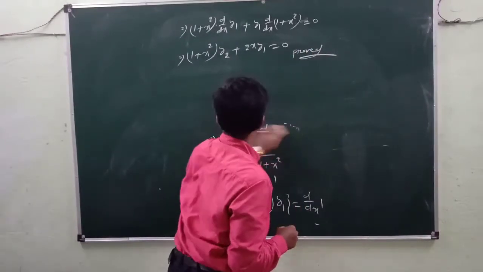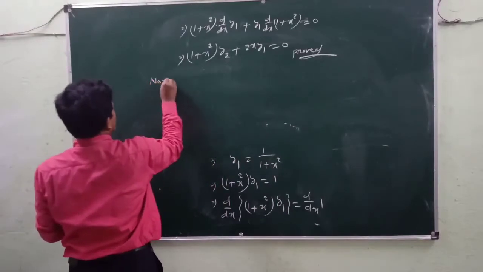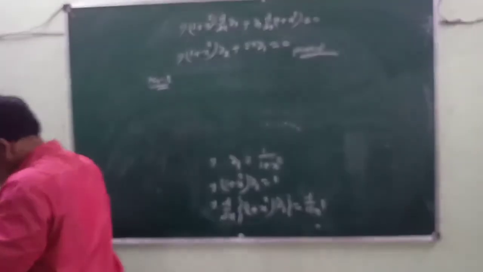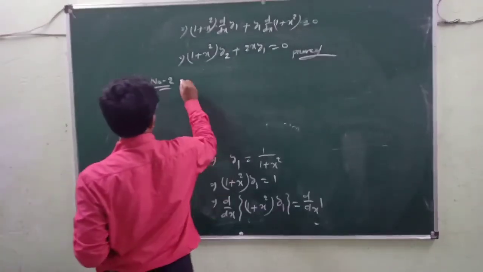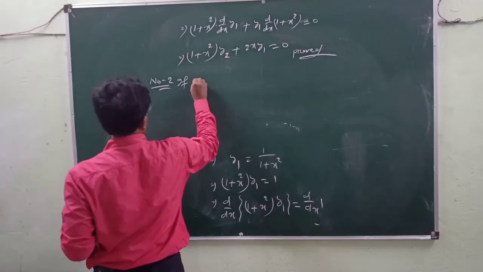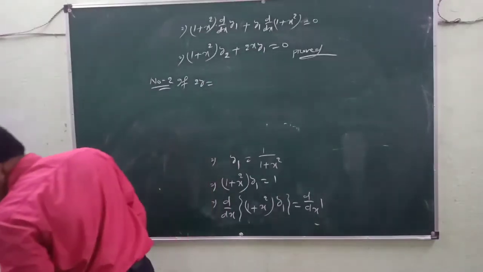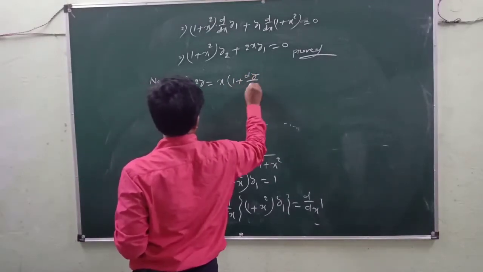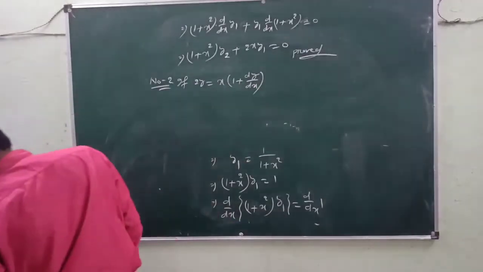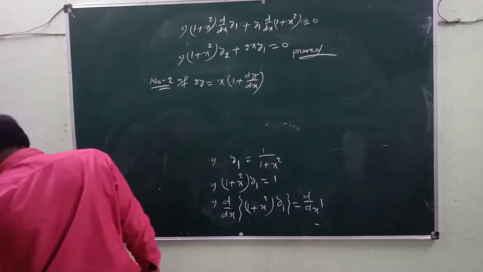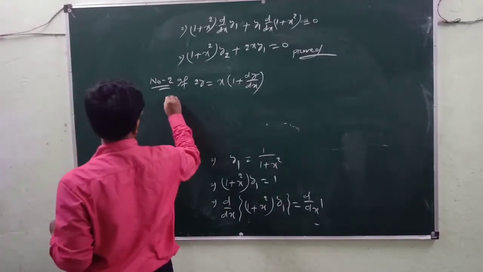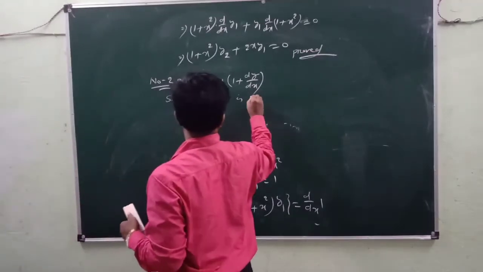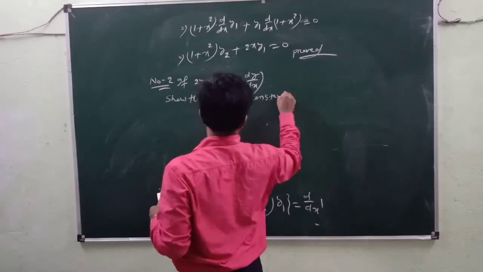Similarly, your number 2 question is given: if 2y equal to x into 1 plus dy by dx, so that y2 is constant.